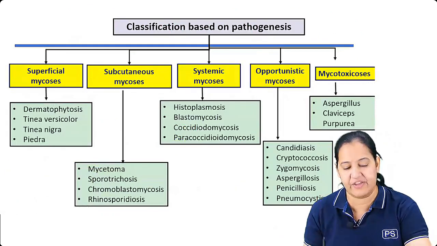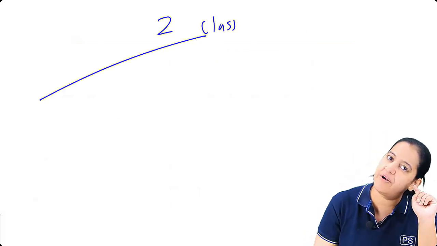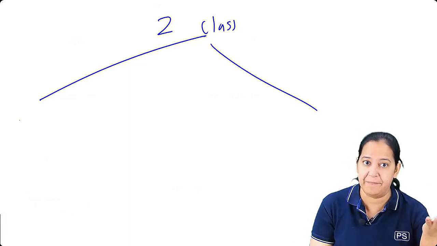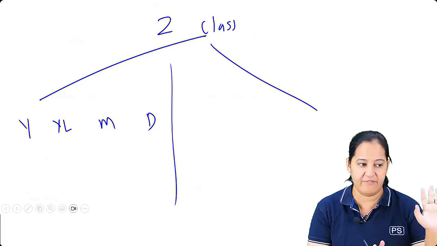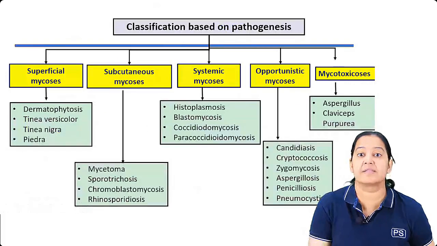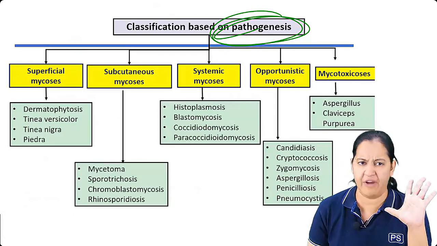I'm going to teach you two classifications of the fungus. The first classification we have already done. The first classification was based on their shape: yeast, yeast-like, mold, and dimorphic. Now the second classification is based on the diseases, what the fungus is causing, the pathogenesis. There are four or five categories.